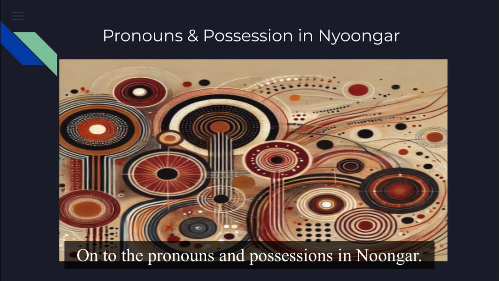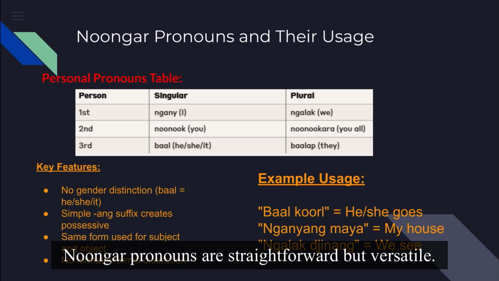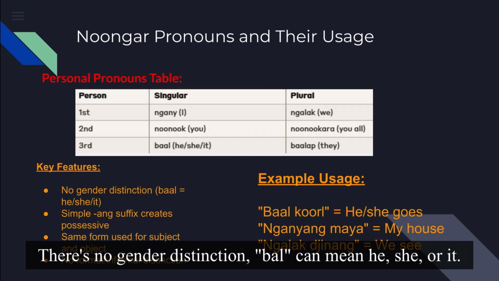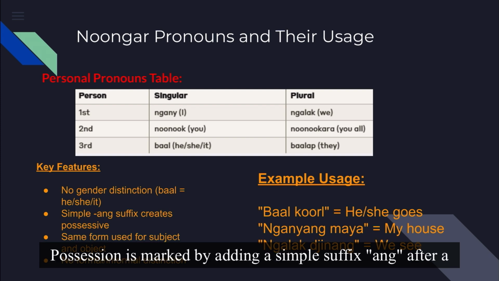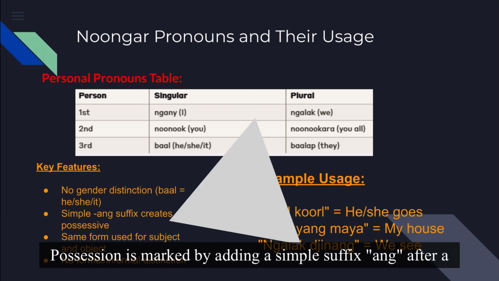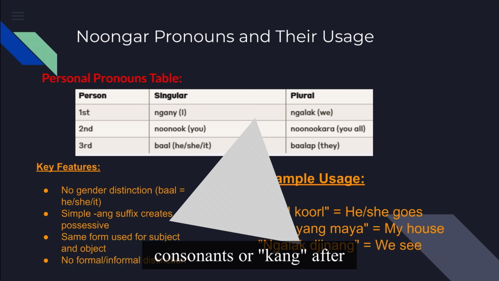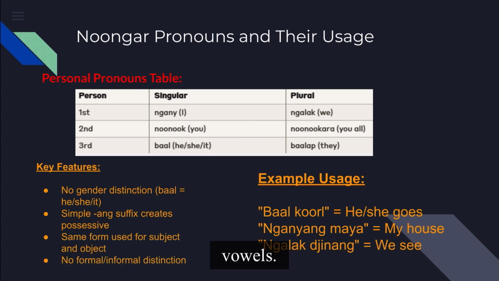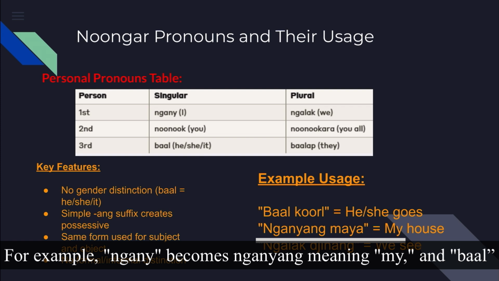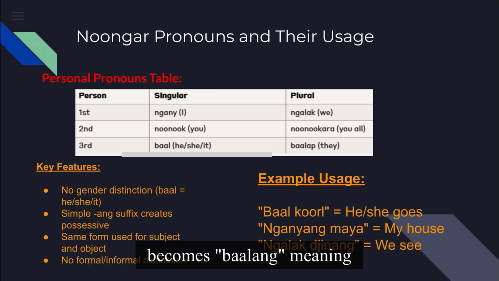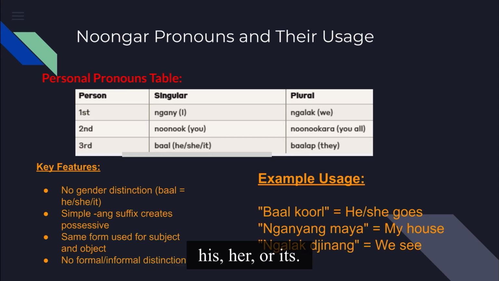And on to the pronouns and possessions in Noongar. Noongar pronouns are straightforward but versatile. There's no gender distinction. Bal can mean he, she, or it. Possession is marked by adding a simple suffix, ang, after consonants, or kang after vowels. For example, ngani becomes nganyang, meaning my, and bal becomes balang, meaning his, her, or its.